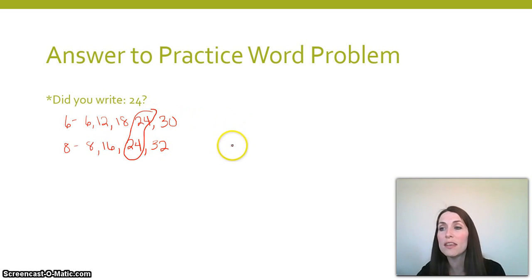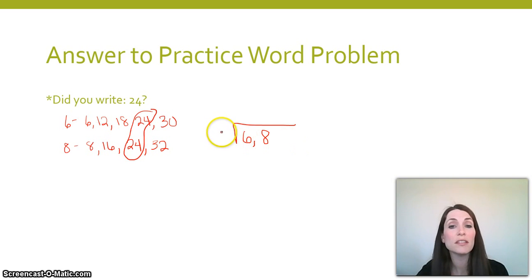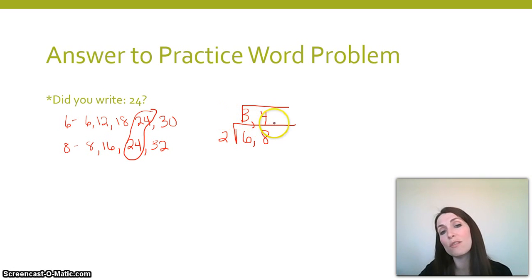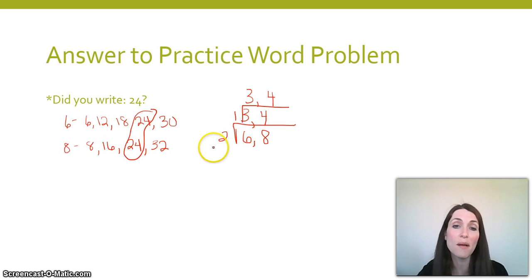Now if we use the make a cake strategy, we put 6 and 8 in that bottom layer of our cake. I know that 2 will go into both 6 and 8. 6 can be divided by 2 three times. 8 can be divided by 2 four times. If I do another layer, I know the only thing that goes into both 3 and 4 is 1. 1 will go in 3 times, 1 will go in 4 times, and that's going to just continue on. So I can stop there.